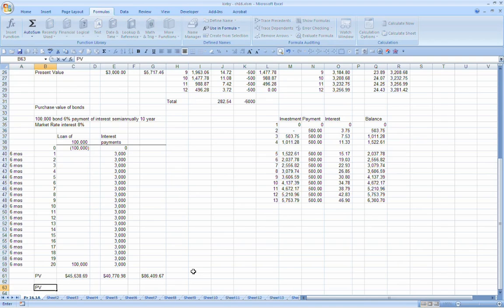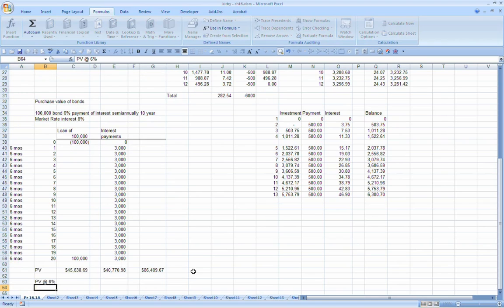Let me just show a comparison. Present value at 6%. This is if the market is 8. I would pay less than face value for the bond. If the market is 6%, and notice that the bond stated amount is 6%, I would have a different formula.